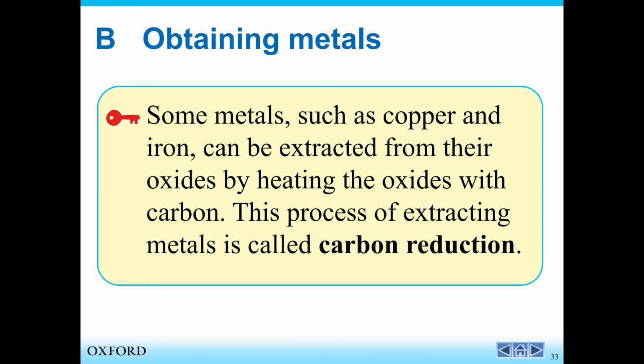So some metals, such as copper and iron, can be extracted from their oxides by heating the oxides with carbon. This process of extracting metals is called carbon reduction, and this is the chemical method that you've learned. Obviously, there's another one called electrolysis, but in this book, we're not learning it. And the physical method is primarily for gold, which is panning.